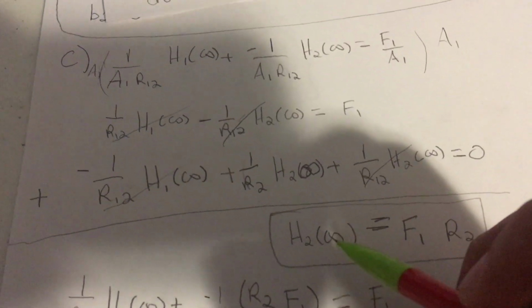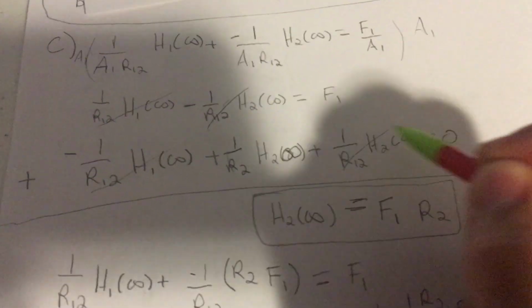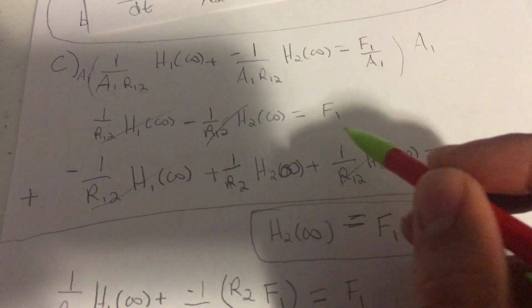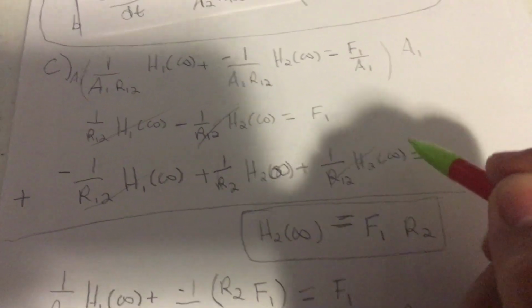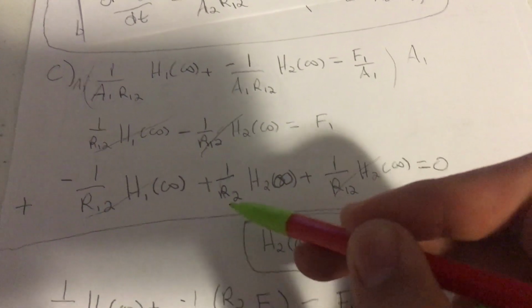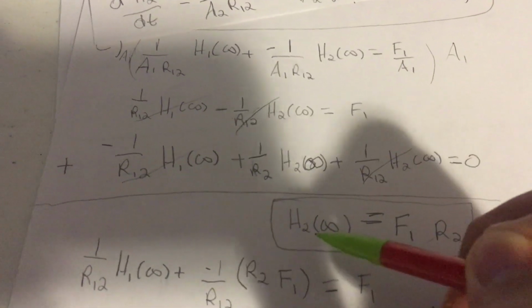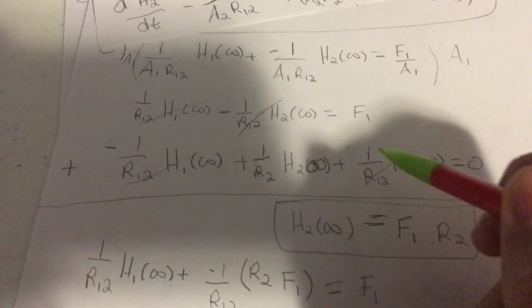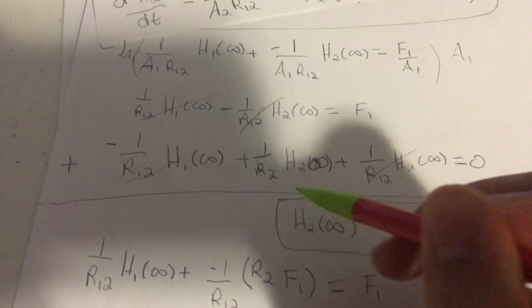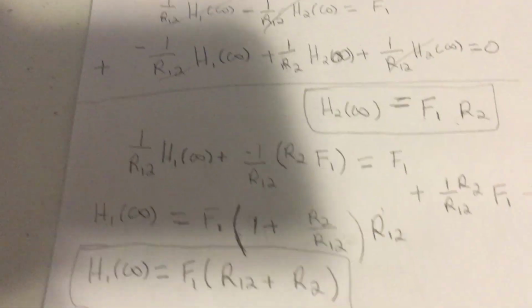Well, let's rewrite that. Oh, wait. This f1 comes down, remember, because you're summing it. So this f1 plus 0 leaves you with f1. So that's where this f1 comes from. And then we multiply this r2 over to the other side, and that's where this r2 comes from. So now h2 infinity is equal to that f1 times this r2. And everything else canceled out. Looks pretty simple, and you're liking it, I'm sure.